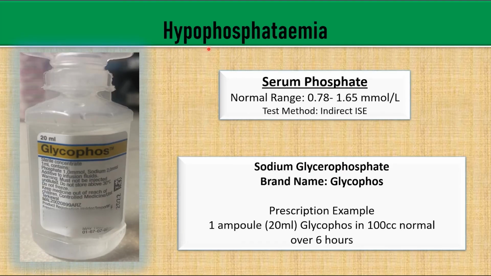Next, we are going to look at hypophosphatemia. In general, we do not routinely measure someone's phosphate level unless they are critically ill. For example, for those patients who are from ICU, if there's a need to correct the hypophosphatemia, we will give this medication, which is known as glycophos. We will dilute it in 100 cc of normal saline and infuse this over 6 hours.